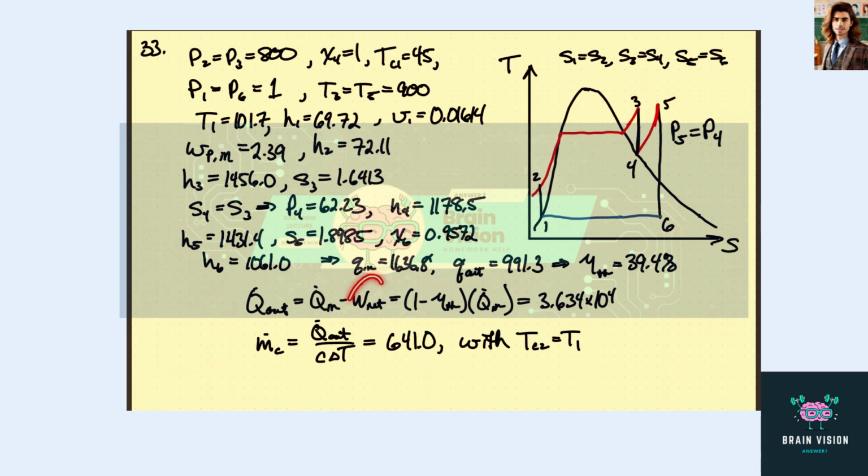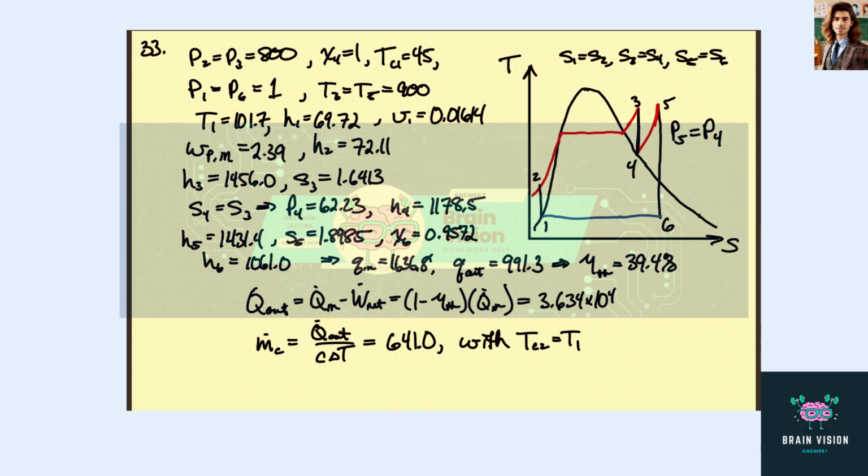We could figure out W dot net if we wanted to, but we can also just say that that is the thermal efficiency times Q dot in. So these two terms wind up being 1 minus thermal efficiency times Q dot in. And we know this, or we can figure this out because we have the specific heat in.